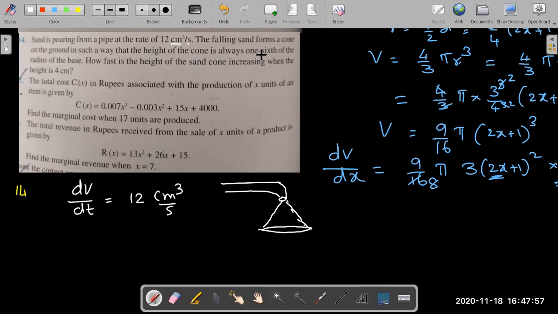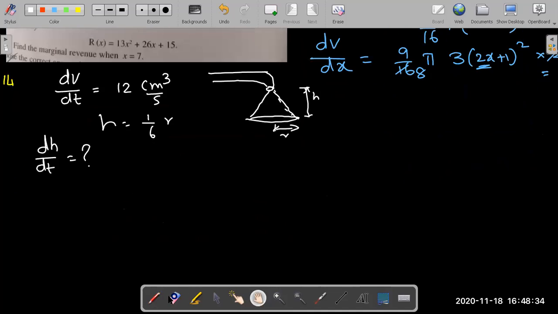The height of the cone is always 1/6 of the radius of the base. So this is the height, and this is the radius. So height is always 1/6 of the base. Base is say r. How fast is the height of the sand cone increasing when the height is 4 centimeters? So how fast means time. So he wants us to find dh by dt, how fast the height is changing.